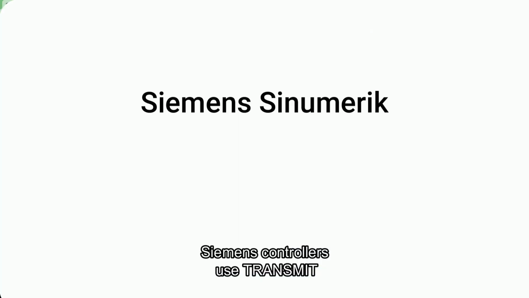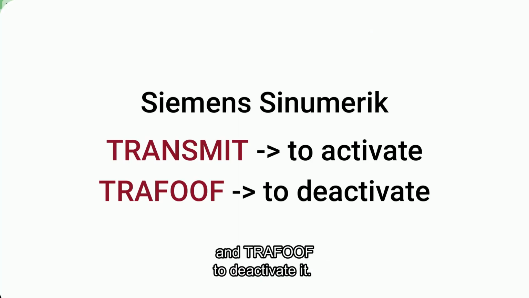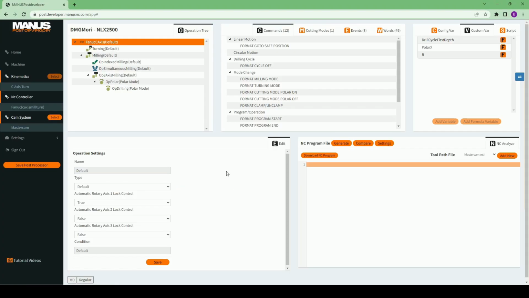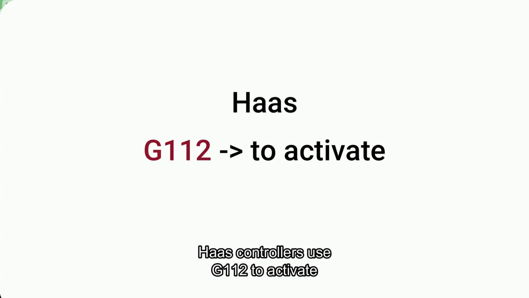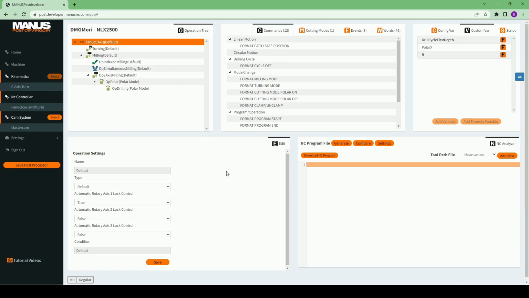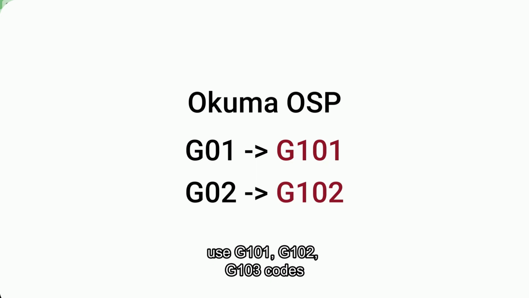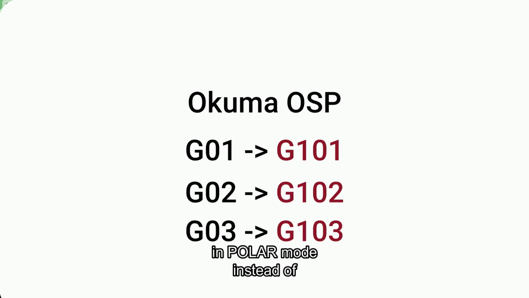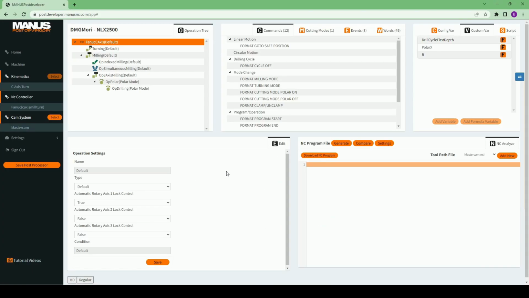Siemens controllers use transmit to activate polar mode and traf-off to deactivate it. Haas controllers use G112 to activate polar mode and G113 to deactivate it. There is no activation code for polar mode in Okuma. Instead, Okuma OSP controllers use G101, G102, G103 codes in polar mode instead of G01, G02, and G03 motion codes.